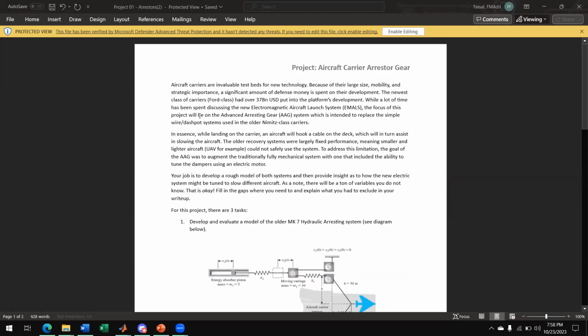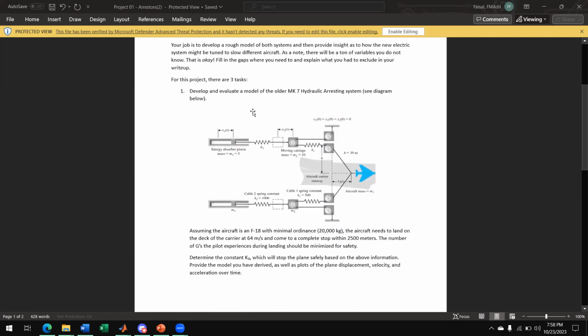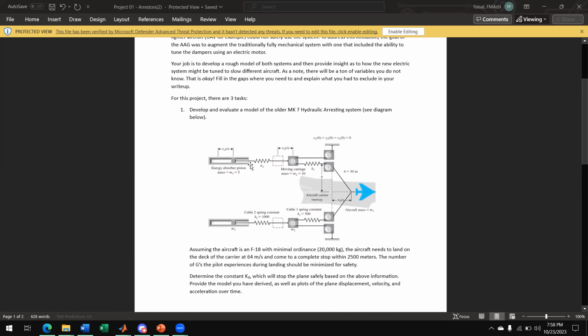Hello, everyone. I'm talking about the controls project that I was working on. For this project, I was doing task-based modeling of the MK7 hydraulic arresting system for the newer aircraft carriers, to basically model this arresting system that would bring the plane to a halt on the runway as the plane lands.